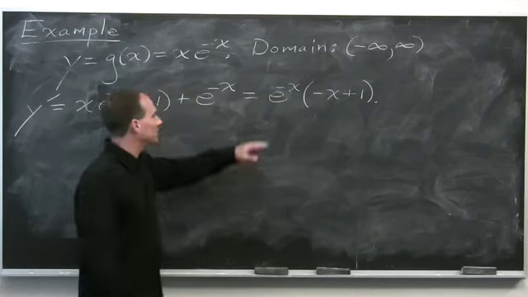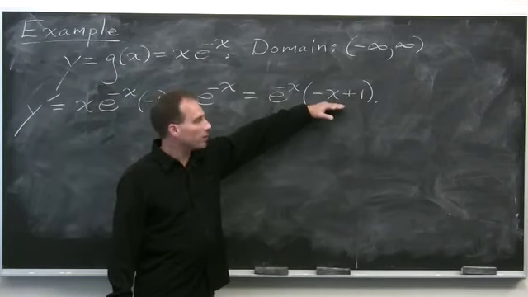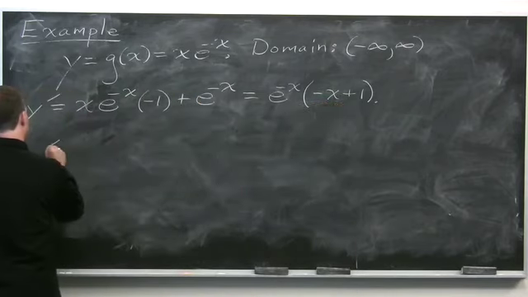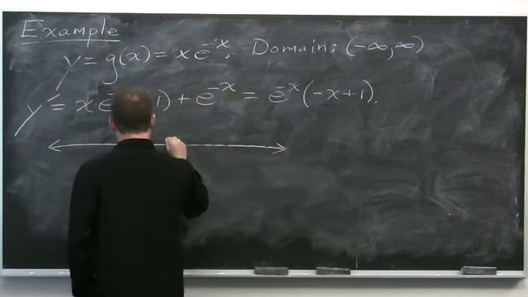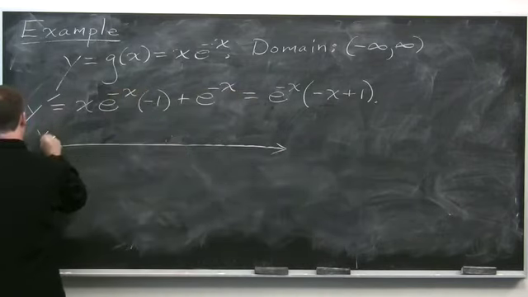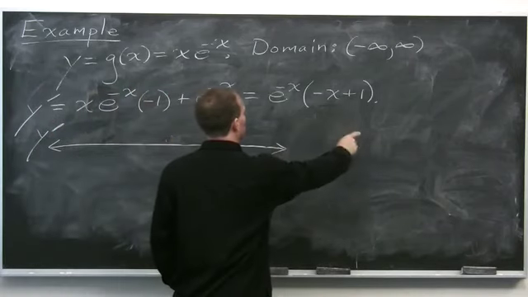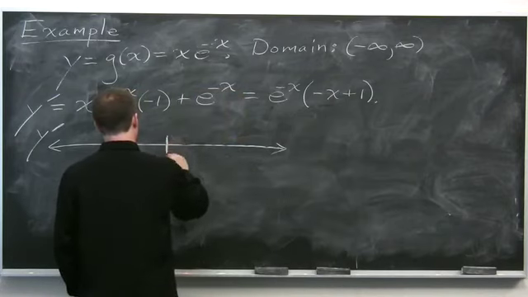E to the minus x is always positive. So this function is positive or negative exactly where minus x plus 1 is positive or negative. So it's easy to draw the y prime number line and decide where y prime is positive and where it's negative. The only place it equals 0 or is undefined is when x is 1. It's the only place it could switch signs.